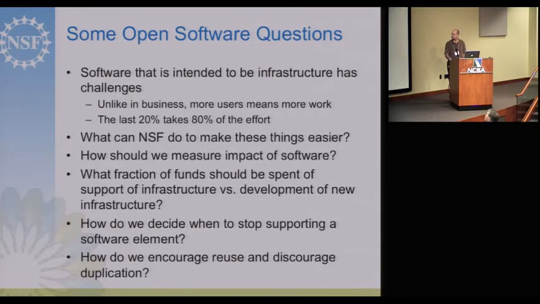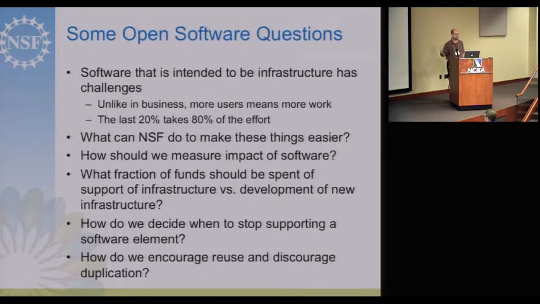The last 20% of the work to make something really usable, to move it from a paper into a product, may take 80% of the effort. Right? So how do we really fund things like that, and how do we decide which things are worth doubling the funding for in some sense to make them reusable? What can NSF do to make these things easier in general? How do we measure the impact of software? Right, so if the CyberGIS project, as an example, is building software, how do we measure the impact of that software on the science that happens?